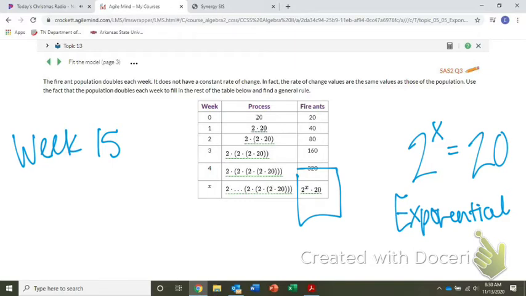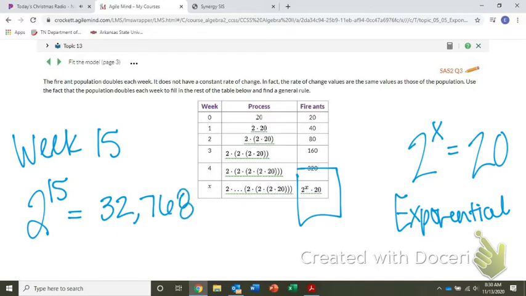So somebody put in their calculator 2 to the 15th power. Is it a very large number? Like a lot of numbers? It's 32,768. Oh, I thought it was going to be like 10 numbers or something. Okay. So, in 15 weeks, we would have almost 33,000 fire ants in our data.